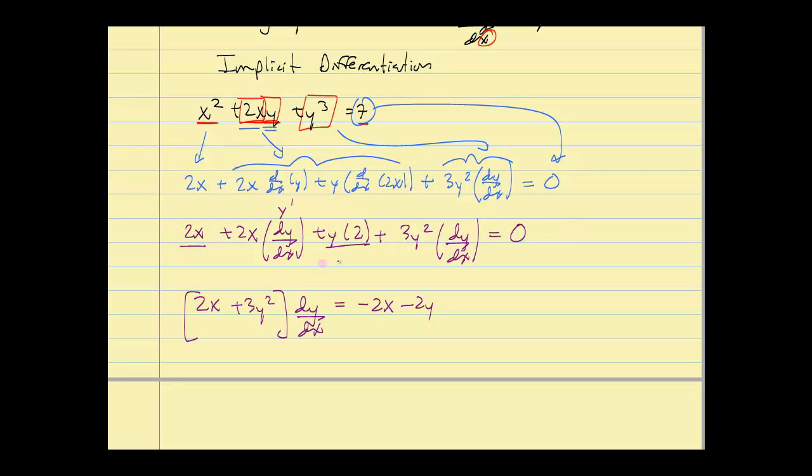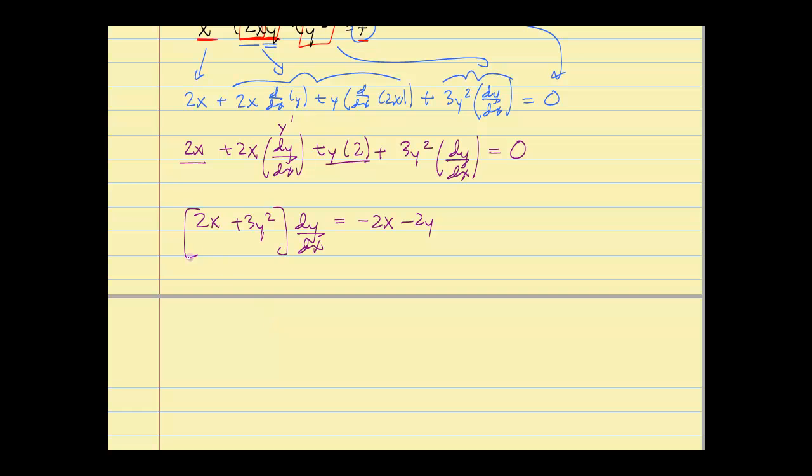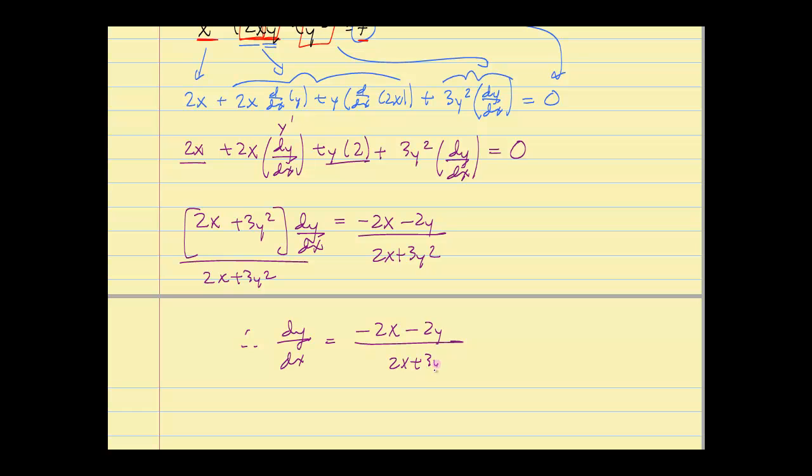And it looks like I have my 1, 2, 3, 4 terms, so I'm taken care of. I have a 0 on the right. And then to solve for dy dx, I actually divide through by 2x plus 3y squared. Whatever you do to one side, you have to do to the other. So therefore, I get dy dx is equal to minus 2x minus 2y over 2x plus 3y squared.